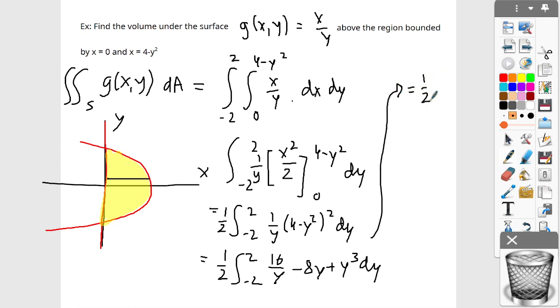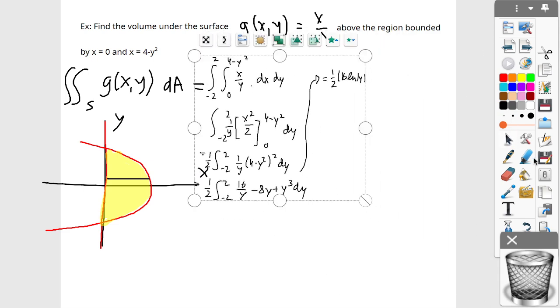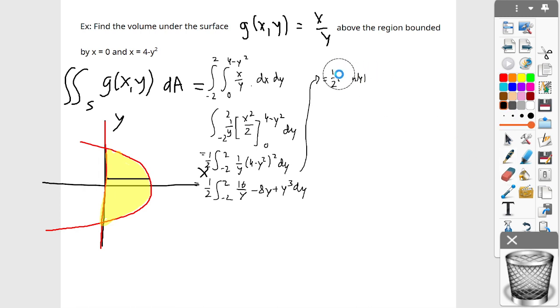Which is equal to 1/2 times 16 natural log of y, minus 4y squared plus y to the 4th over 4, evaluated from negative 2 to 2. Alright, I need to move this. This is really annoying. Make this smaller. Keep going.